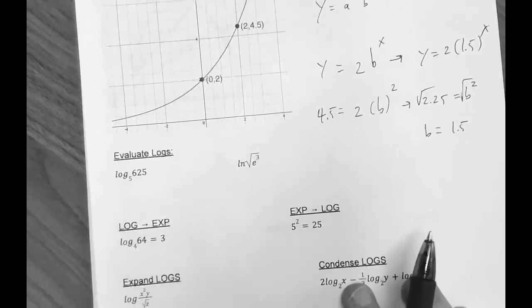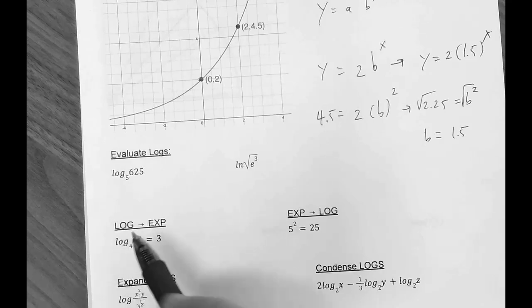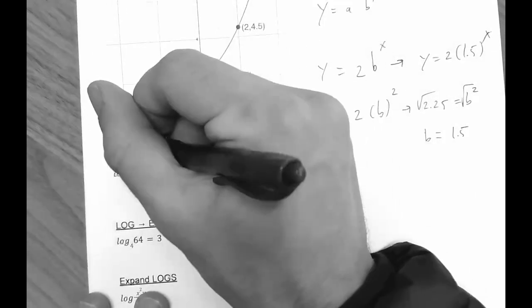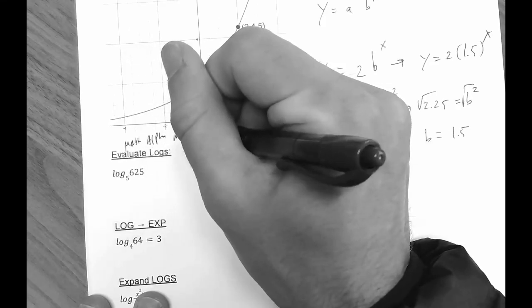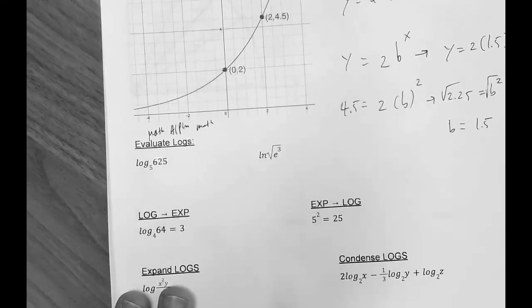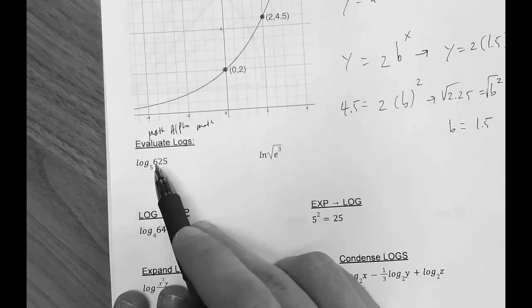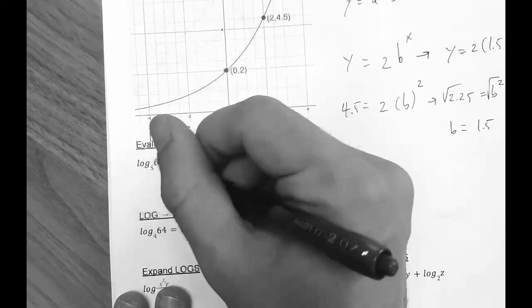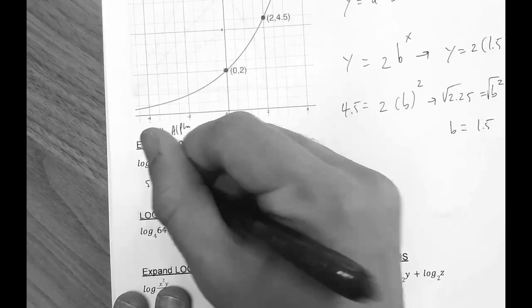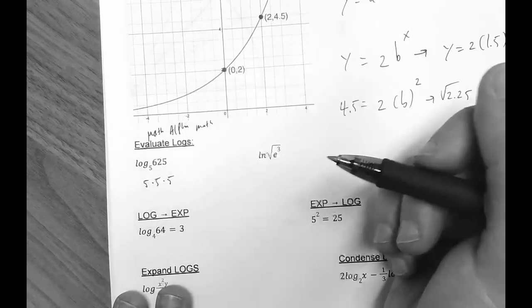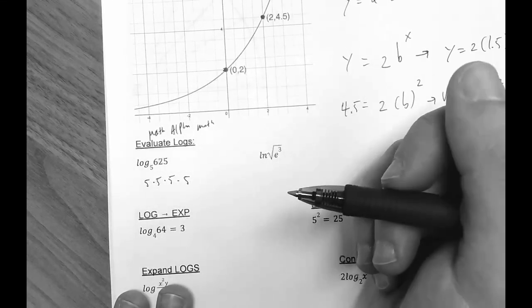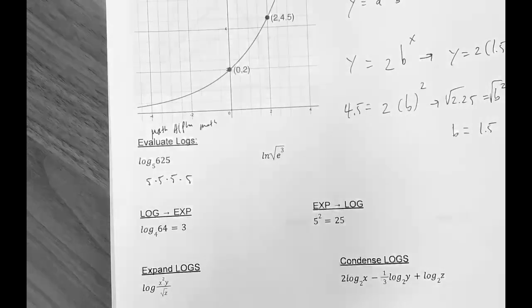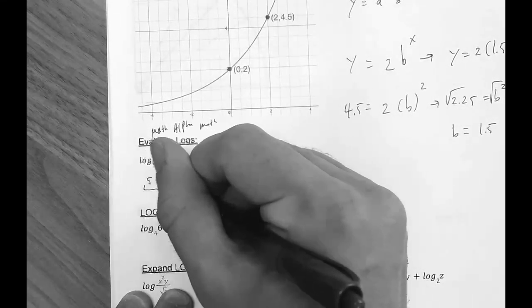Okay, evaluating logs. So without a calculator, evaluating logs, math alpha math is in the calculator, right? But without a calculator, you would ask yourself, okay, 5 to what power is 625? And if I was doing this by hand and I didn't know this off the top of my head, I would say, okay, well, 5 times 5, that's 25. Times another 5, well, that's 125. And then times another 5, oh, that's 625. So the answer is 4.